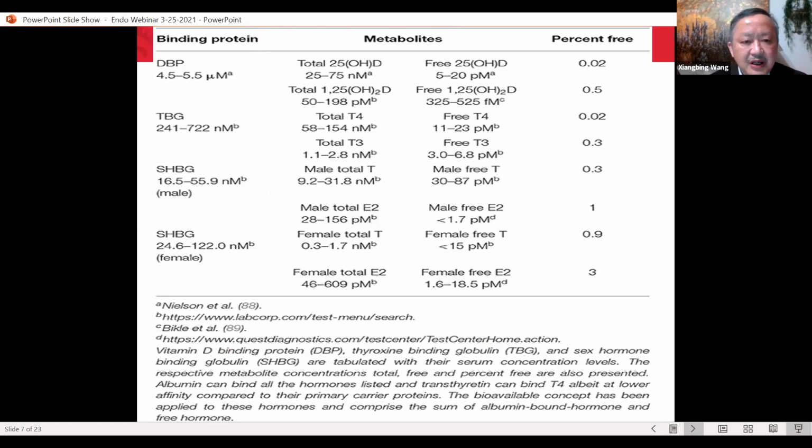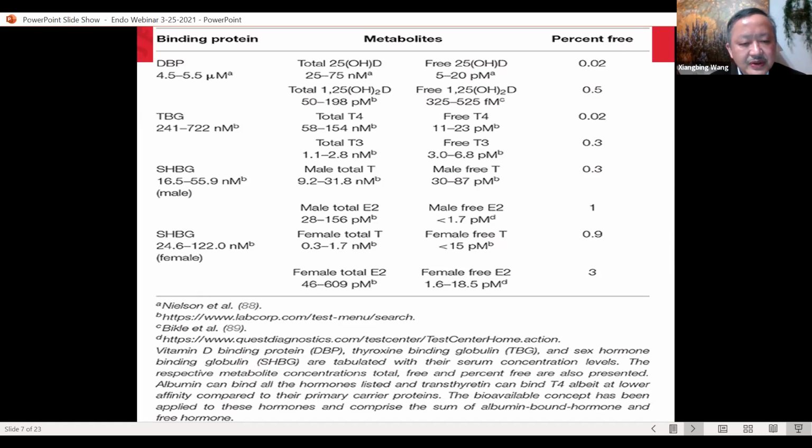And you can see we compare the vitamin D binding protein with the thyroid binding globulin. Most of the T4, like 88 or 90%, is bound to the thyroid binding globulin, and the same is true for the D binding protein. Most of the vitamin D is bound to the D binding protein, and only about 0.2 or 0.1% is free.